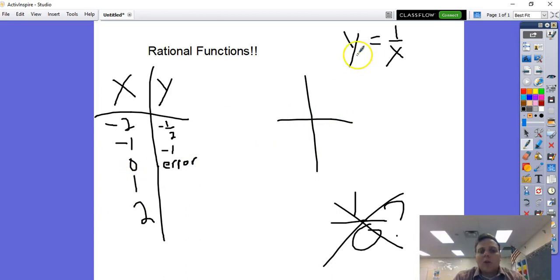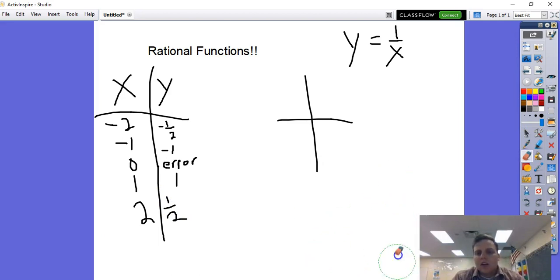Now you plug in a 1. 1 over 1 is 1. And now you plug in a 2. 1 over 2 is 1/2. Let's talk about something real fast. This 0 we got right here: are you ever going to be able to divide by 0? In other words, is there ever going to be a situation where you could have 1 over 0?